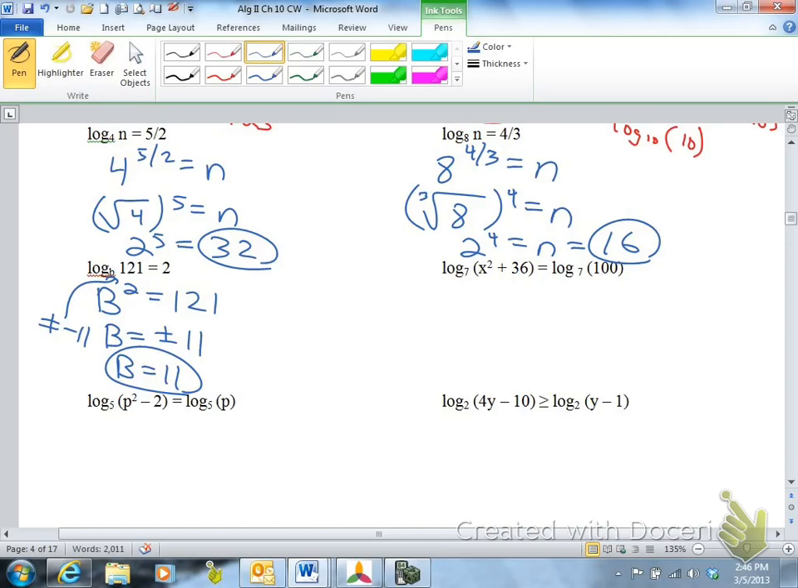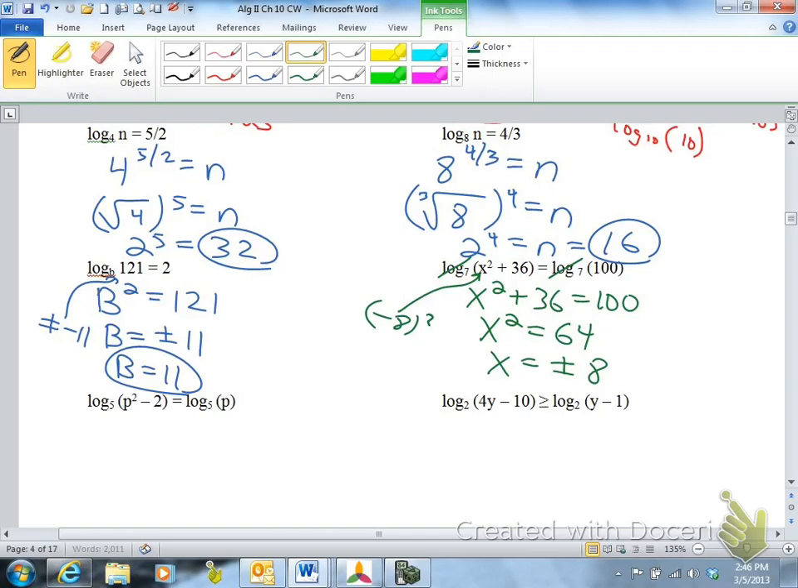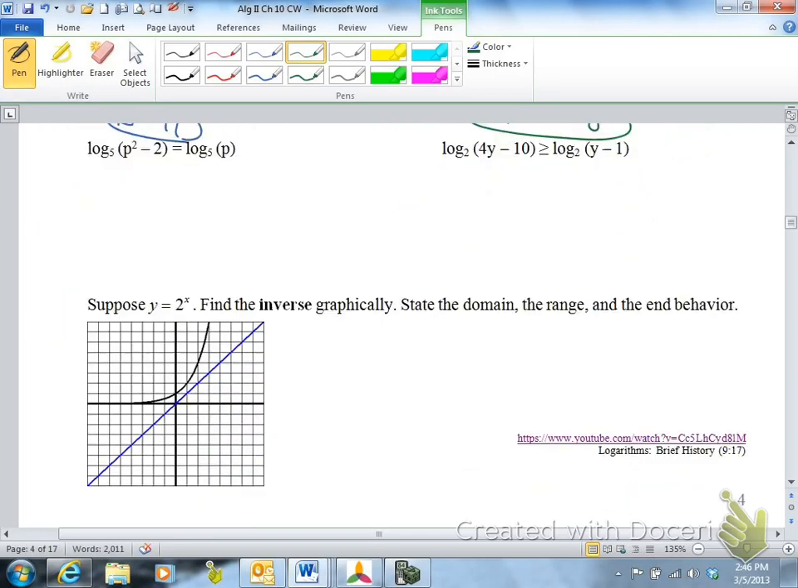For the next one, it's actually pretty easy, easier than the ones we were just doing. If you have a log on both sides with the same base, you can cancel them and set the rest equal to each other, and then you'd subtract and take a square root, and you get plus or minus 8. If you plug in negative 8 here, it becomes positive, so it's not extraneous. Both answers are good answers. And you could do the same for the other ones.